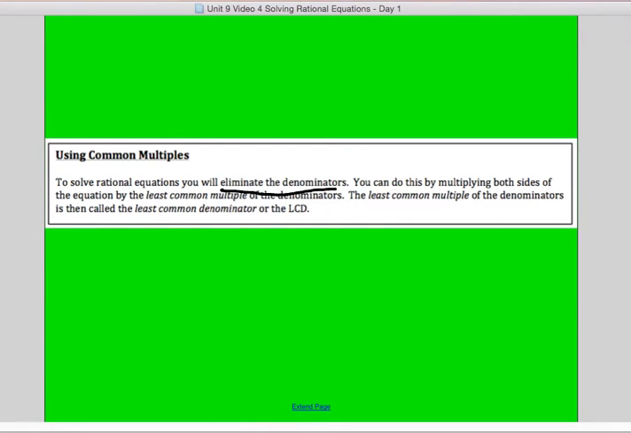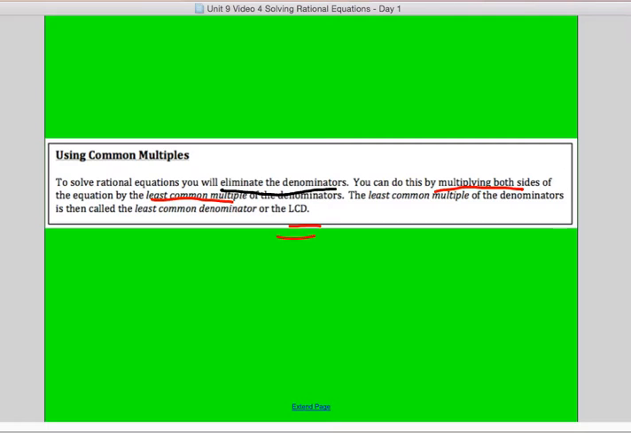So if we eliminate the denominators, you can do this by multiplying both sides of the equation by the least common multiple of the denominators. Okay, the least common multiple of the denominators is then called the least common denominator, the LCD, which we've already been finding, the LCM of the denominators, so that's the LCD. Okay, we did that in Unit 9, Notes 2.